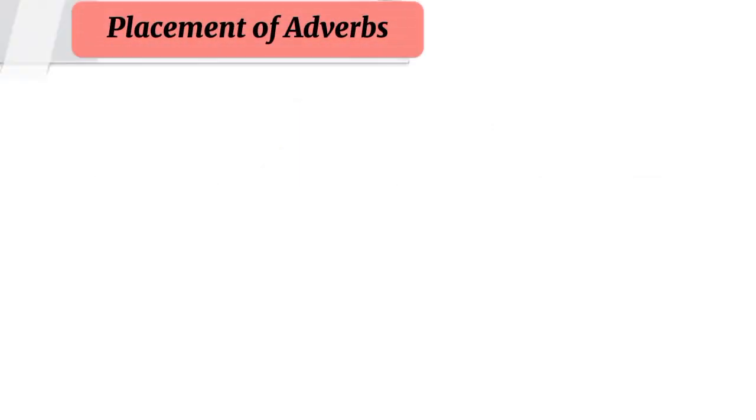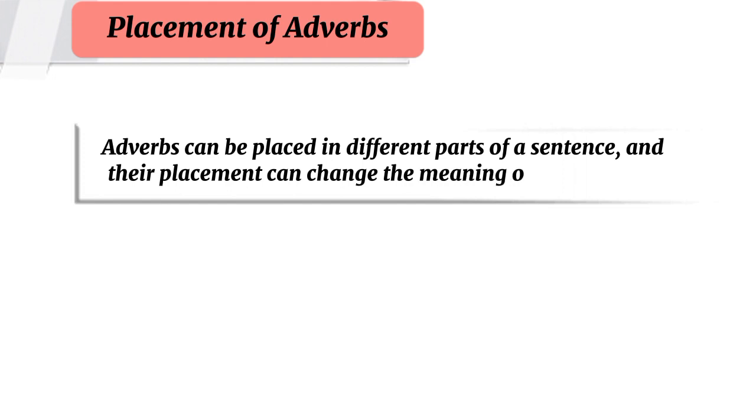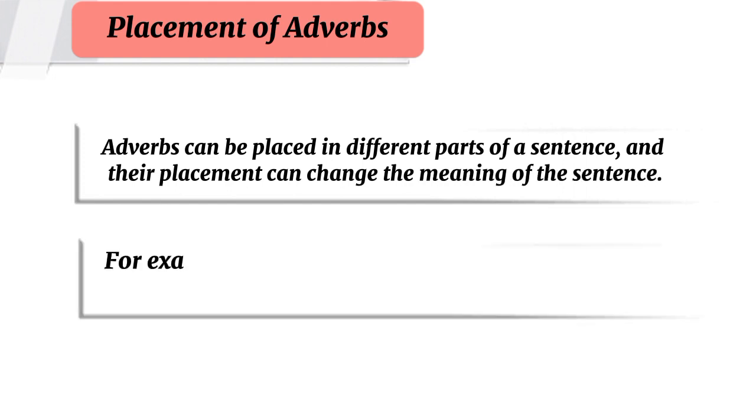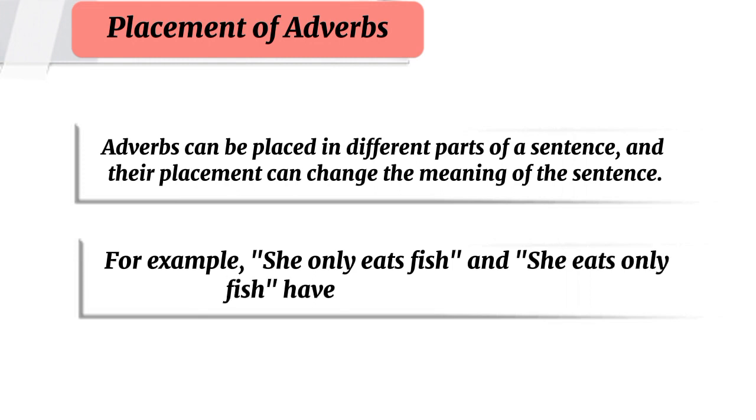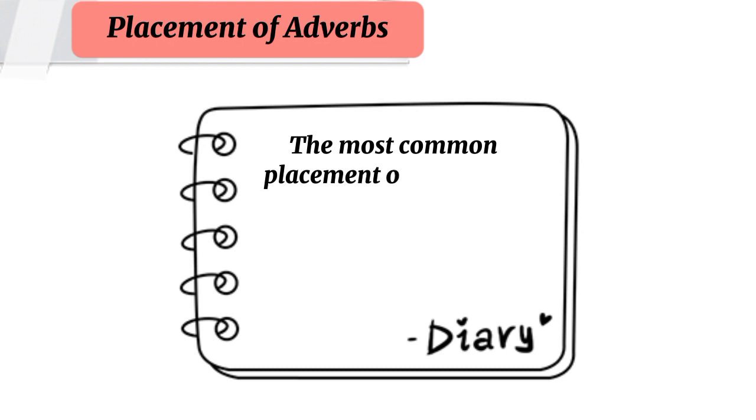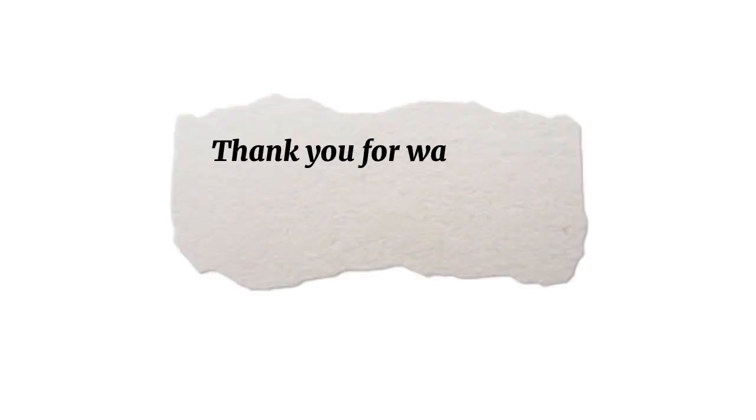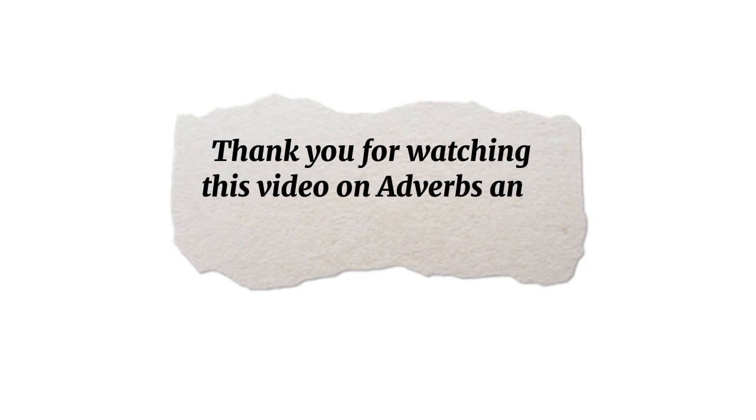Placement of adverbs. Adverbs can be placed in different parts of a sentence, and their placement can change the meaning of the sentence. For example, "She only eats fish" and "She eats only fish" have different meanings. The most common placement of adverbs is before the verb they modify, but they can also be placed at the beginning or end. Thank you for watching this video on adverbs and their types.